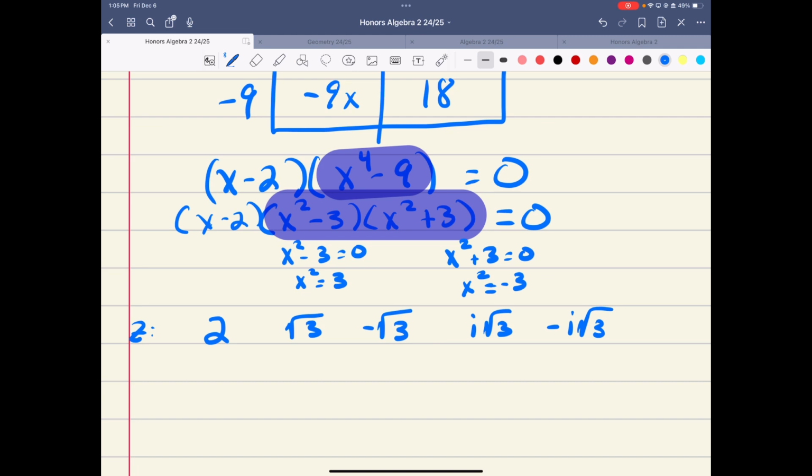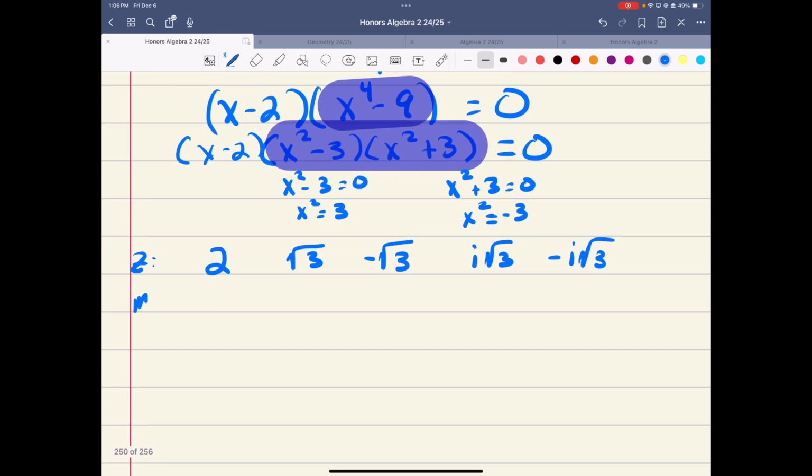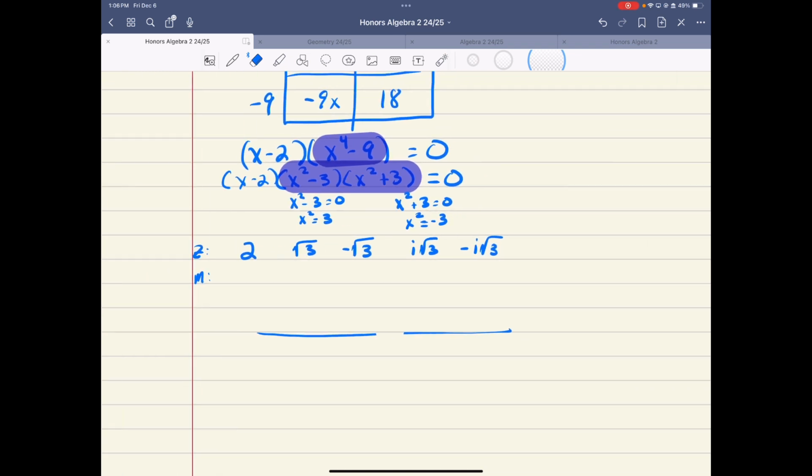Everybody see how I got the zeros? Square root of negative 3 is i radical 3. Multiplicity on all of these things, it's all just 1, right? Okay. So if we graph this, and we're going to graph these today. Yesterday I had you not graph the one with i's. Today I'm going to have you graph the ones with i's.